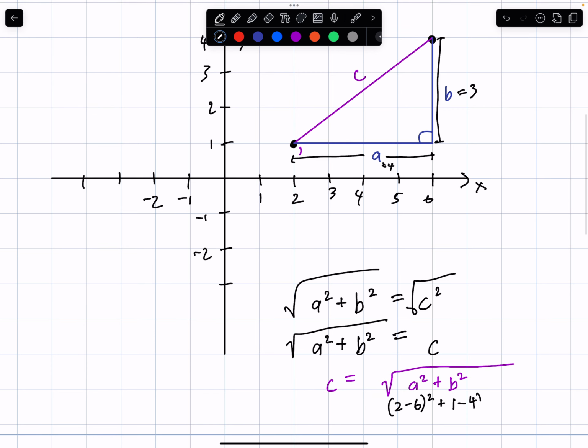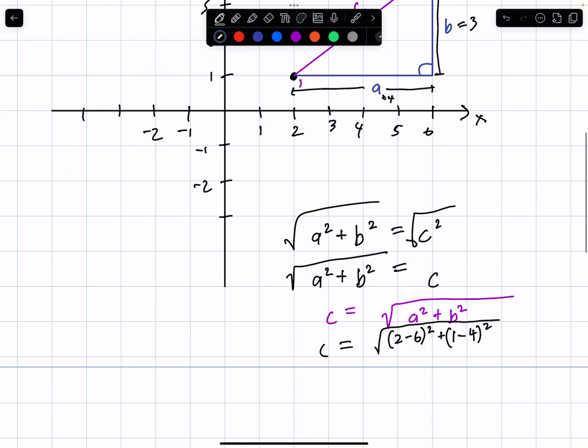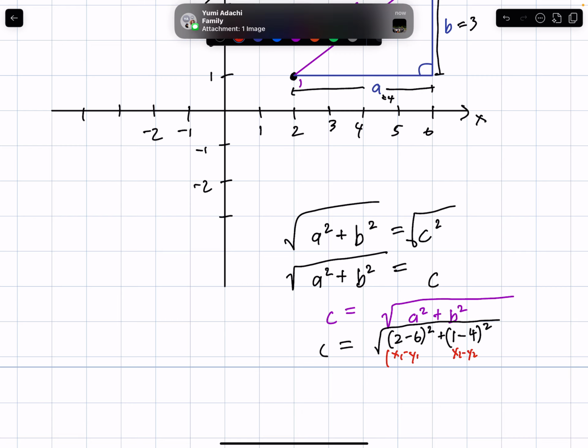So 1 minus 4 and then squared, right? And then square root it. That's going to be equal to C. So you see what happened? We took the x1 minus y1 and x2 minus y2, and then we squared it.